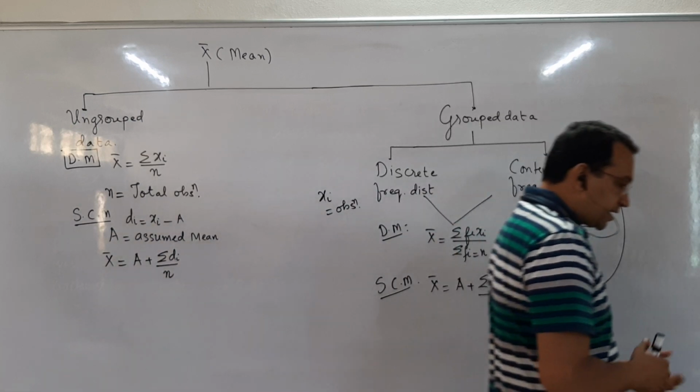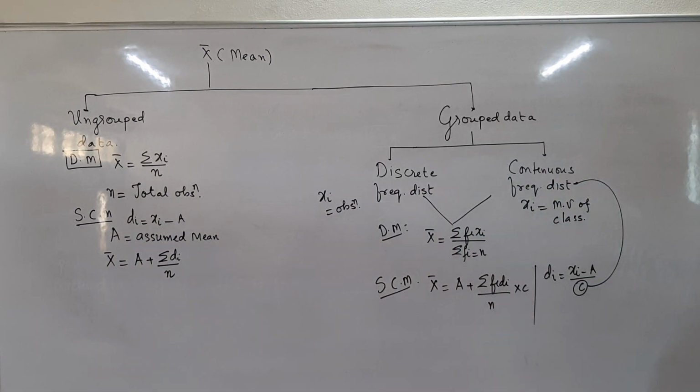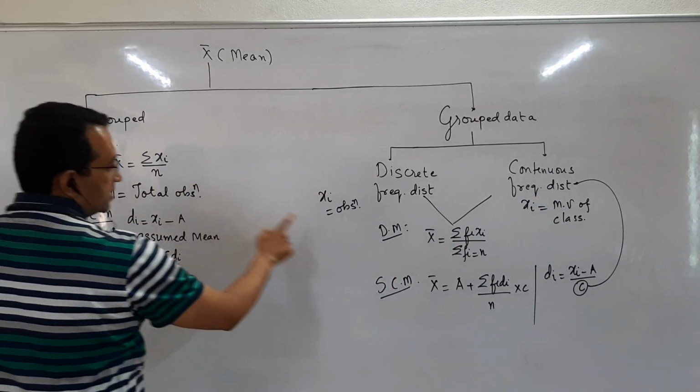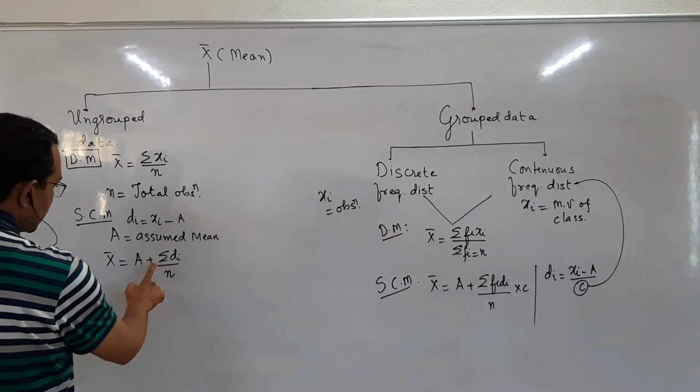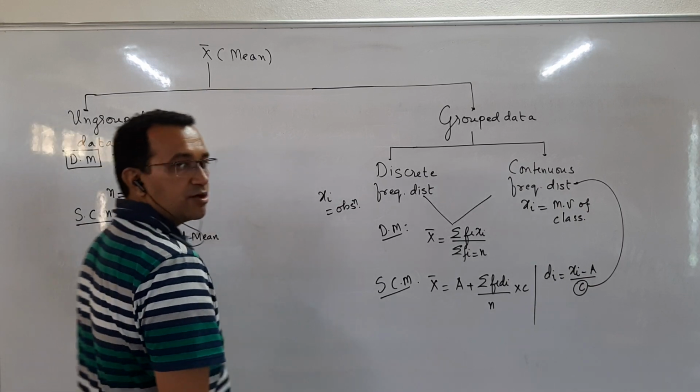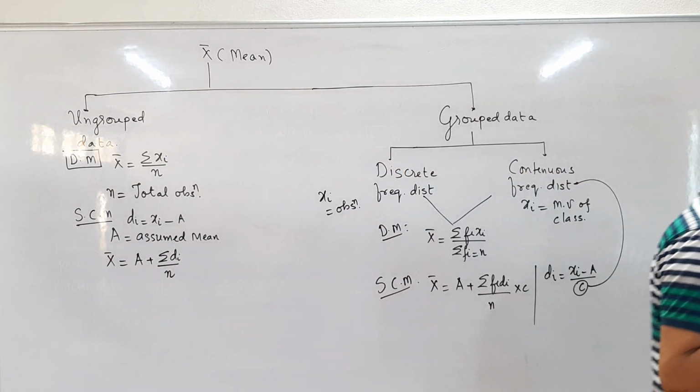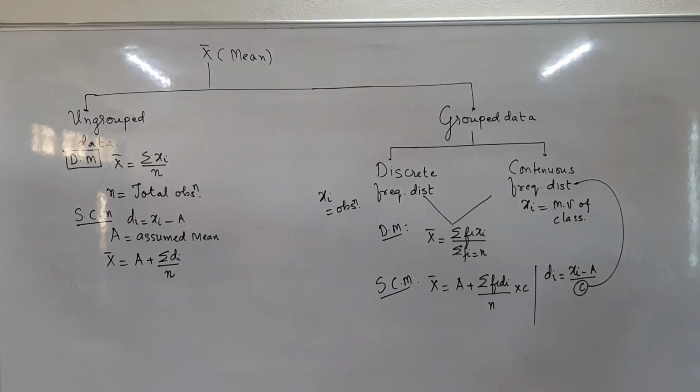The list of formulas is slightly different from ungrouped data, because in ungrouped data we don't have fi. In group data we have fi. Here, instead of sigma xi, it is sigma fi xi. And here, instead of sigma di, it is sigma fi di. That's all. The formulas are almost the same. In discrete and continuous series, we add fi, which is group data. And in ungrouped data, we don't have fi. So, this is the basic list of formulas.